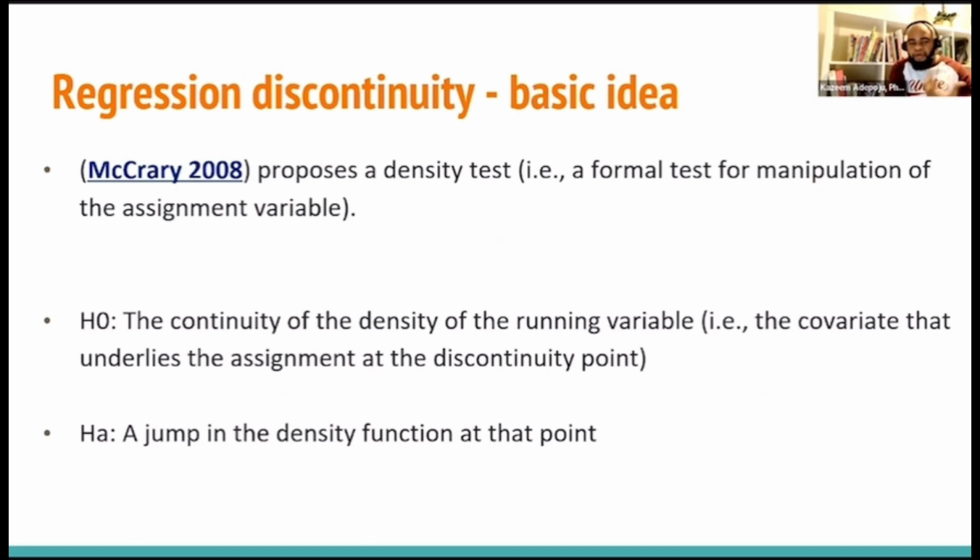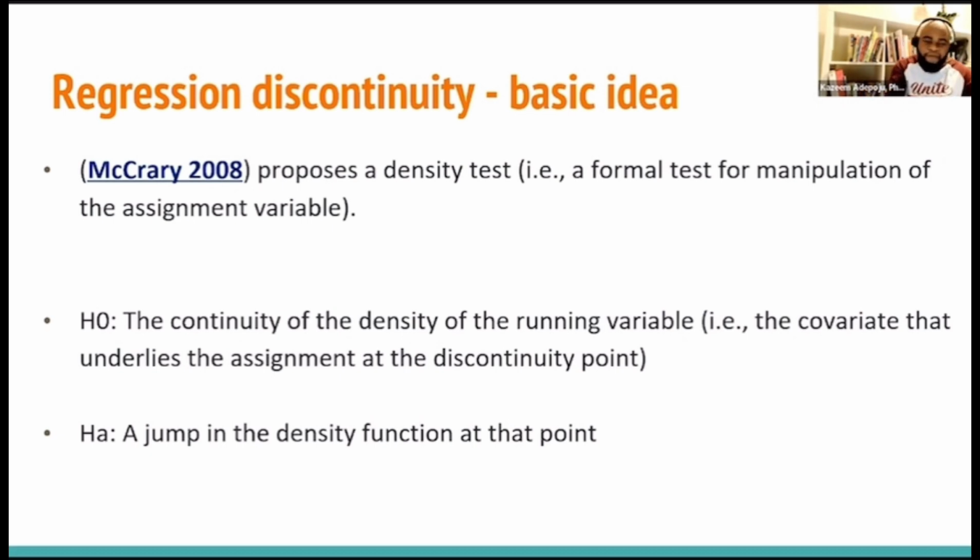Like I said, they proposed a density test. In the density test, the null hypothesis is about the continuity of the running variable, the density of the running variable. That was what we said the other time: there is no jump. That is what the null hypothesis is saying, and the alternative is going to say that there is a jump.